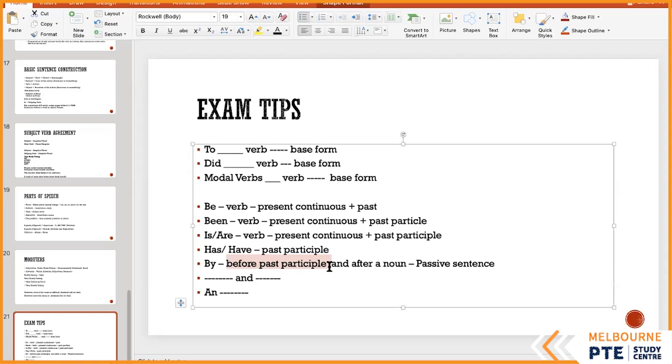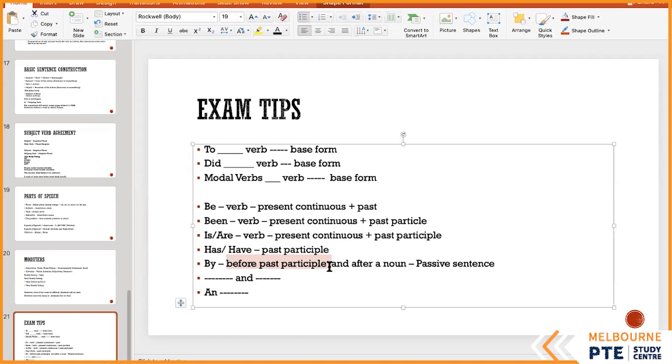What does a passive sentence mean, by the way? A passive sentence means where the doer becomes the receiver. For example, when I say I eat fish, who's the subject? I'm the doer, right? But if it's a passive sentence, what happens? Fish is becomes eaten by me. The subject is becoming the receiver, whereas the object is becoming the doer. That's what we refer to as a passive sentence.